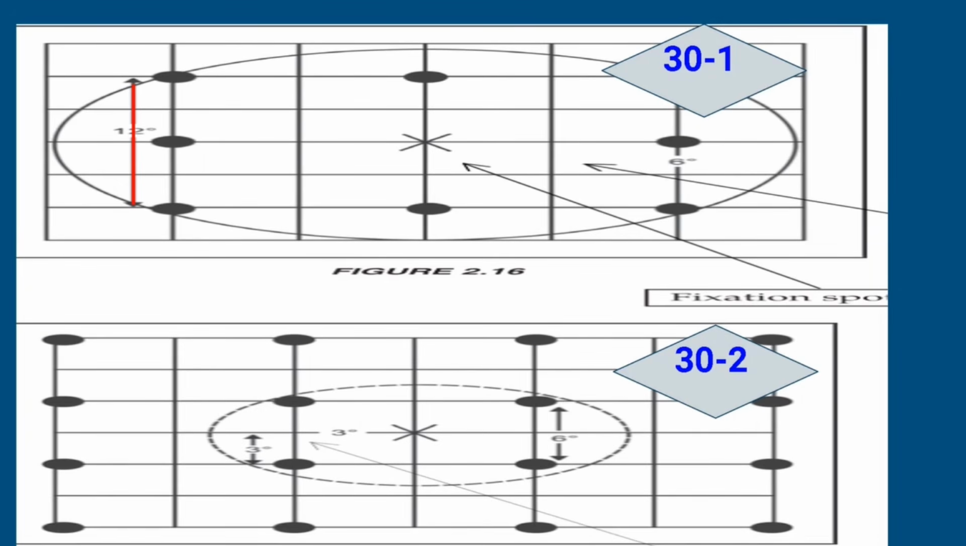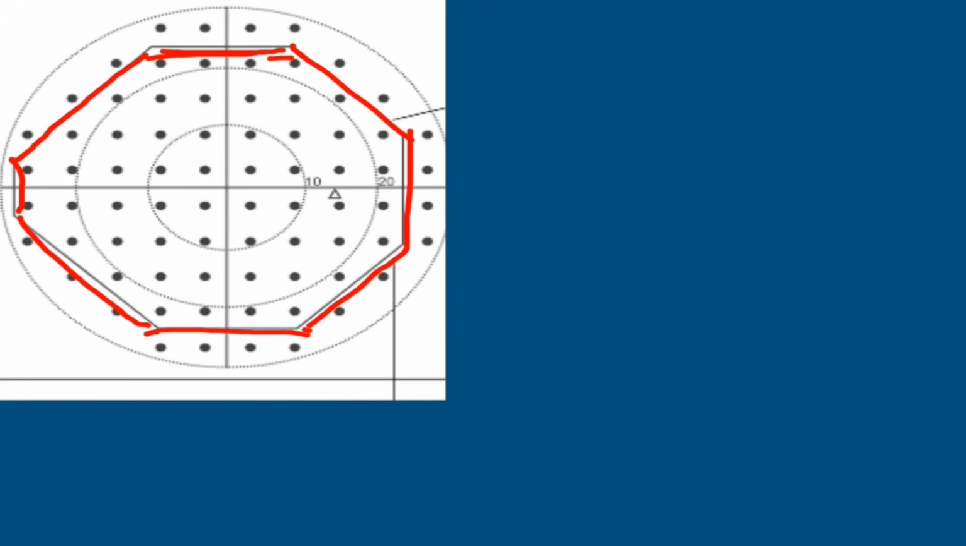Why is 30-2 preferred? -1 indicates that the points are on the axis. -2 indicates that the points are straddling the axis. Although the point density for both is 6 degrees, the bare area in 30-1 is 6, whereas in 30-2 it is half of 6, that is 3 degrees. Since the bare area is less, the resolution is more, and therefore 30-2 is preferred.